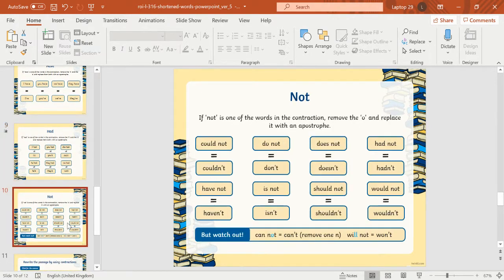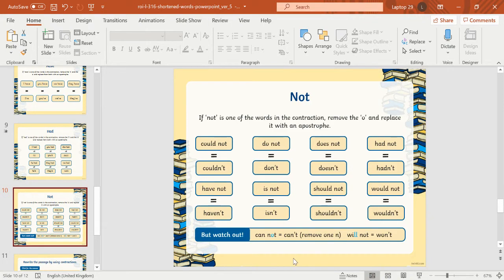For not, and this is our last one. So if not is one of the words in the contraction, remove the O and replace it with an apostrophe. So we're just removing the O this time. So could not becomes couldn't, do not becomes don't, and so on. And there's quite a few of those there. We've got should not becomes shouldn't, would not becomes wouldn't. You can see that the O has been removed each time.